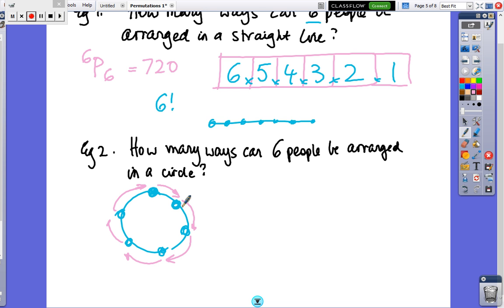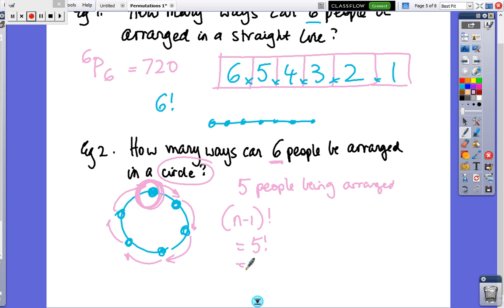So what we do is we pretend that one person is nailed down and all the other 5 are arranged around them. So when you've got a question with a circle, you just take 1 off. We've got 6 people, but we're actually arranging 5 people. So in general, you take 1 off, so it's n minus 1 factorial. In this particular case, it's 5 factorial, and on your calculator, 5 factorial equals 120.